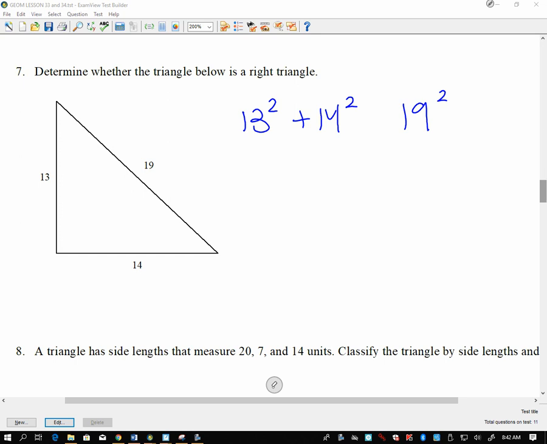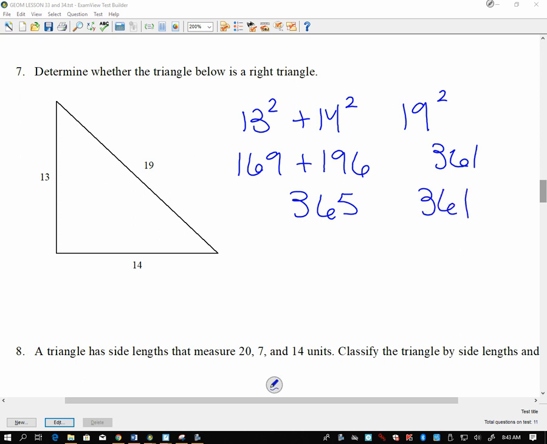13 squared, what is that? I think it's like 169. 169. I don't remember my 14 squareds. 196. 196. 361. So we want to take 169 and 196. 365. Okay. All right. So what is the relationship between 365 and 361?